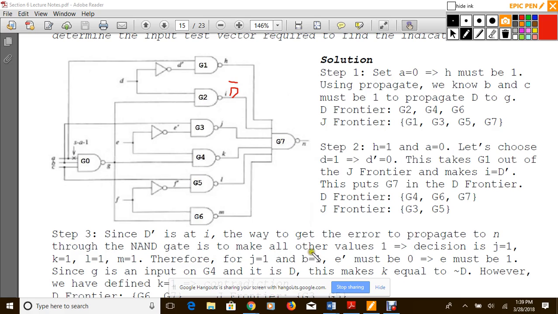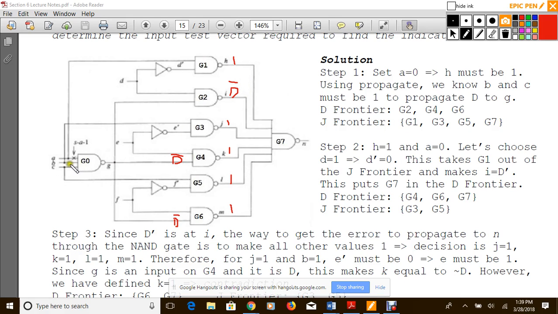through the NAND gate is to make all the other values 1. So I need J to be 1, I need K to be 1. Remember, I'm also propagating D bar here, right? And propagating D bar here. So what I need is I need all of these other values to be 1. Remember, H is already 1.